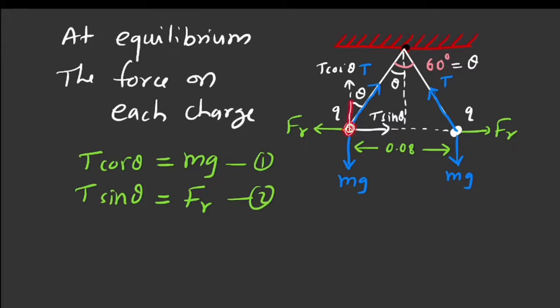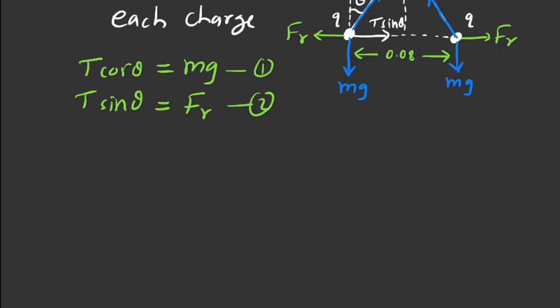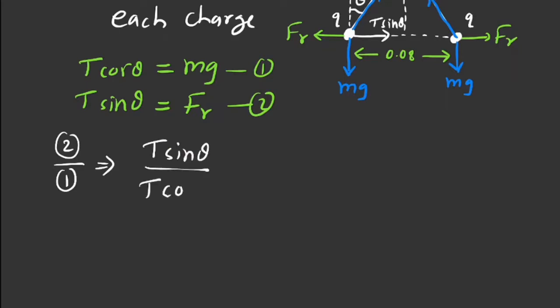On the charge, T cos theta and downward force mg are equal, and also the repulsive force and T sin theta are equal. Now the charge is at equilibrium. Now just compare equations 1 and 2 by taking their ratio. How will you compare? Divide equation 2 by equation 1. What does it become? T sin theta divided by T cos theta is equal to Fr divided by mg, isn't it?